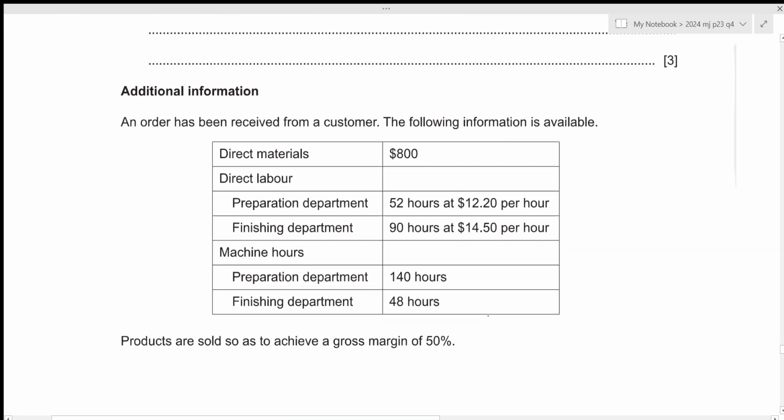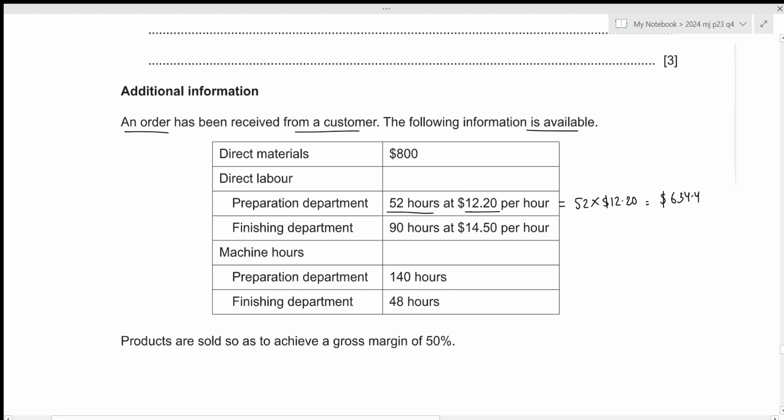We have been given additional information. An order has been received from a customer. The following information is available. So we have the direct materials expense. We have been given information regarding direct labor. So for preparation department, we require 52 hours at 12.20 per hour. So the total is just going to be 52 times 12.2 because this will give us the direct labor cost for 52 hours. This results in the value of 634.4.